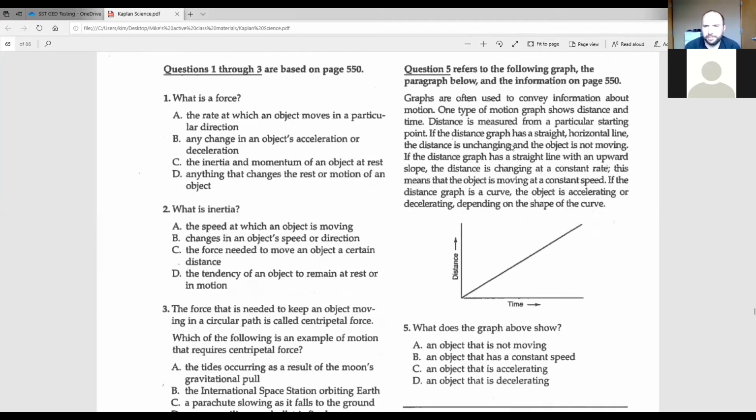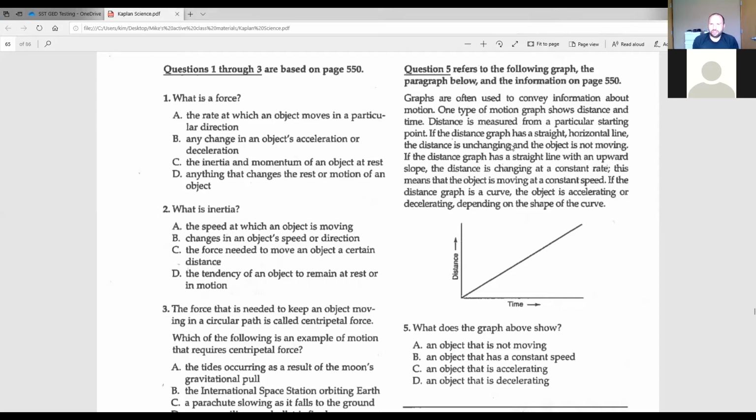They give us a paragraph and a graph, right? And we want to know, what does the graph show us? A, an object that is not moving. B, an object that has a constant speed. C, an object that is accelerating. Or D, an object that is decelerating. Let's first read the paragraph real quickly, and then we'll see what the best answer is for the question. The paragraph says, graphs are often used to convey information about motion.